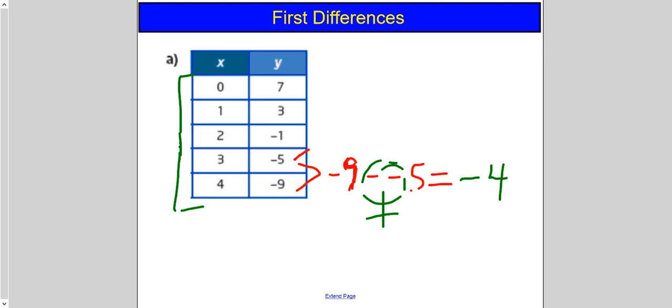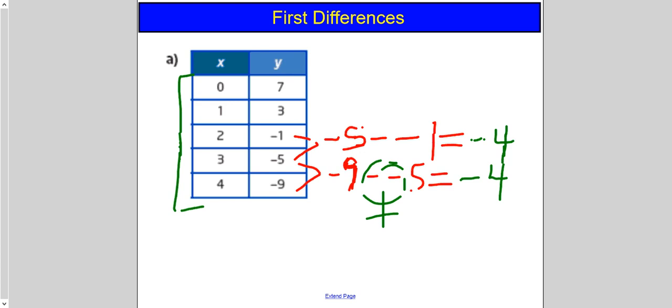All right, let's continue on. And I'm going to go now to the number just above that. So -5 and subtract the number above, which is a -1. So remember, again, when you have two negatives, it means positive. So really what I have is -5 plus 1, which is -4.